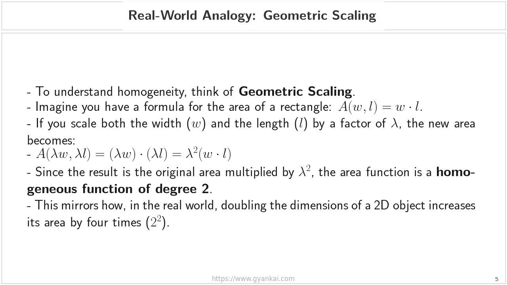This isn't just math on a page, it mirrors how we experience the physical world. For instance, if you take a two-dimensional object and double its dimensions, meaning you use a scaling factor of 2, the area doesn't just double, it increases by 4 times, which is 2 squared. This perfectly illustrates the principle of homogeneity that we are about to apply to more complex algebraic functions in our next examples.